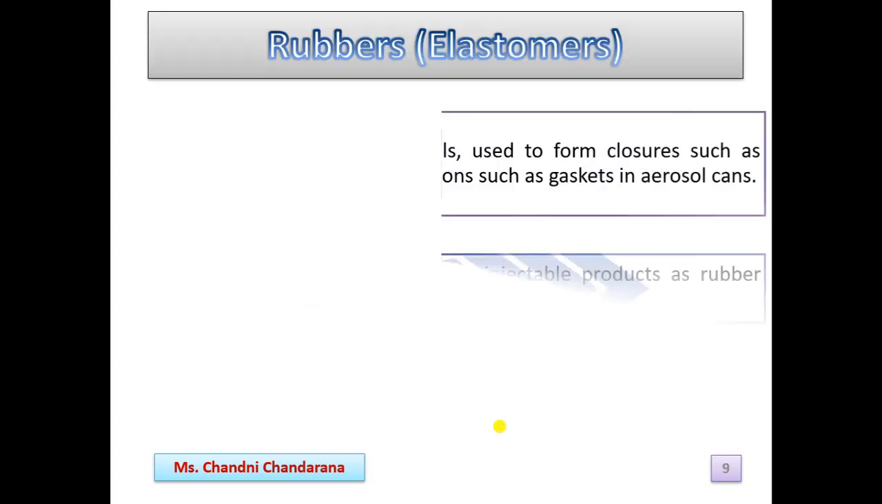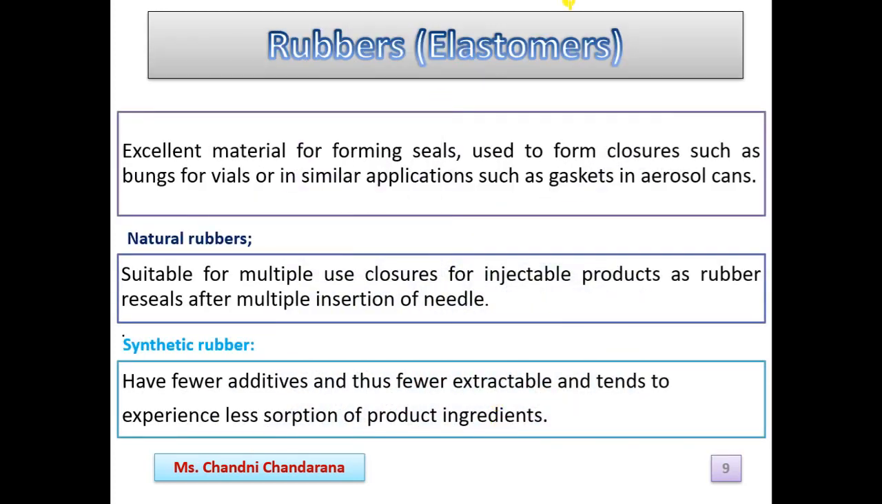Now we will see the rubbers as a closure, or the elastomers. So rubber is an excellent material for forming seals. It's used to form closures such as bungs for vials, as we have already seen the types of vials and how they appear. In similar applications, such as gaskets in aerosol cans. So rubber is used for vials and in aerosol cans.